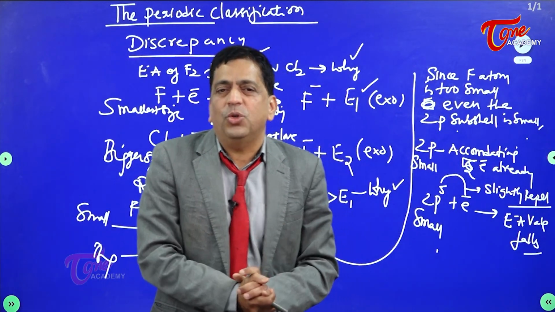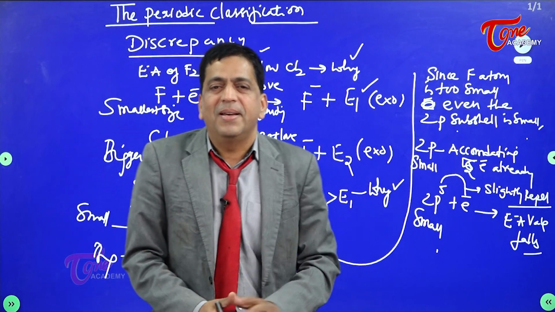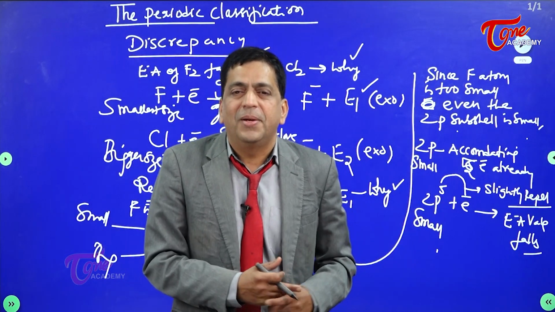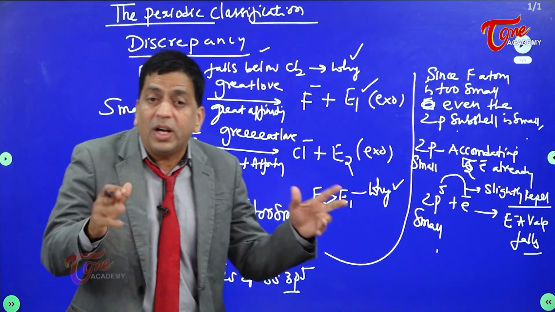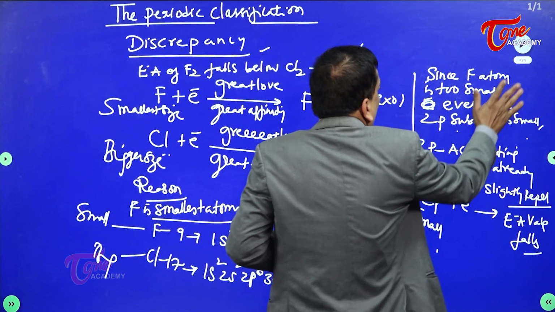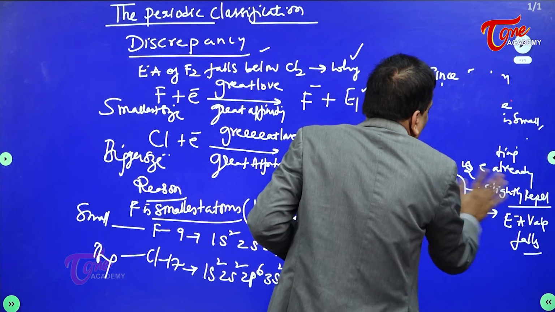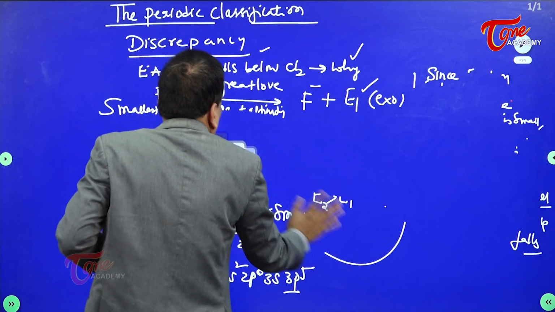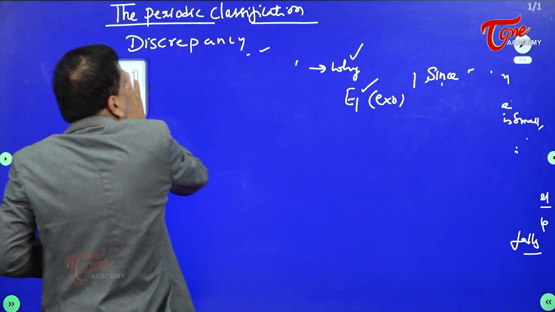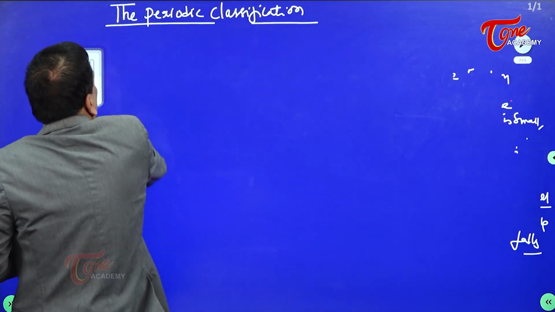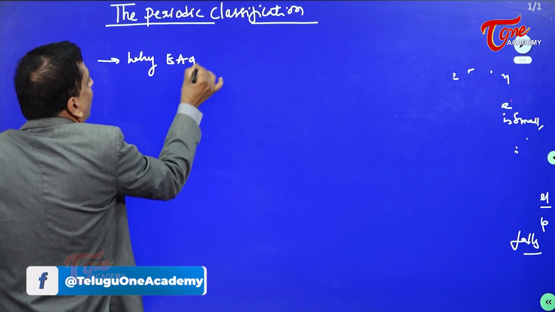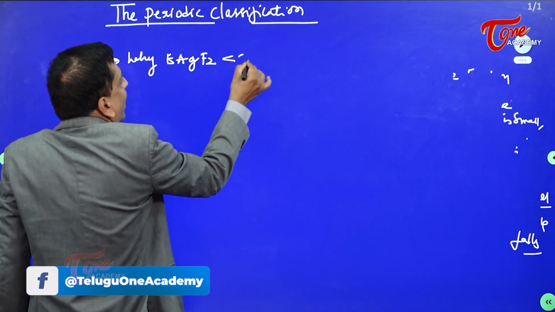So how do you explain this entire phenomenon when it is asked? Because sometimes theoretical questions are asked. Which of the following is true? It might be the question. So how do you answer this? Well, I would like to rewrite this reasoning for you such that you remember well. This is the reasoning why the electron affinity of fluorine is lesser than chlorine.